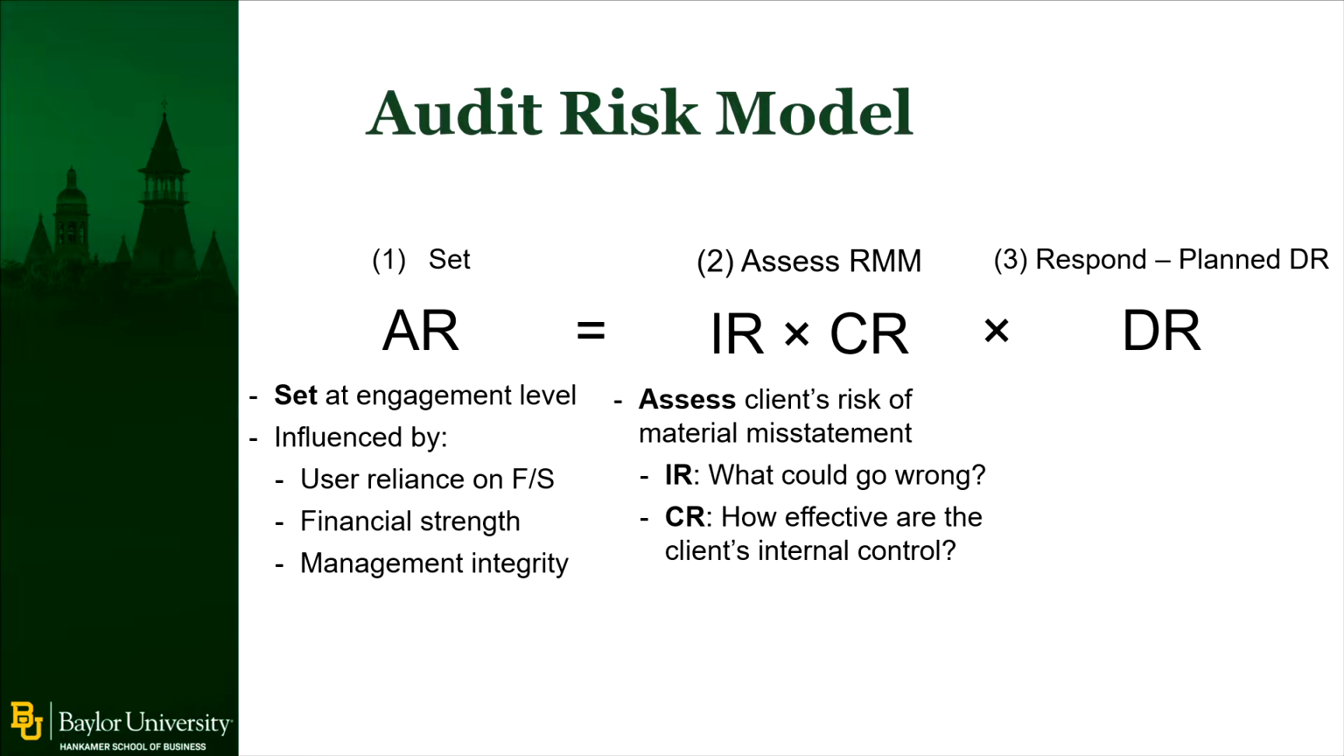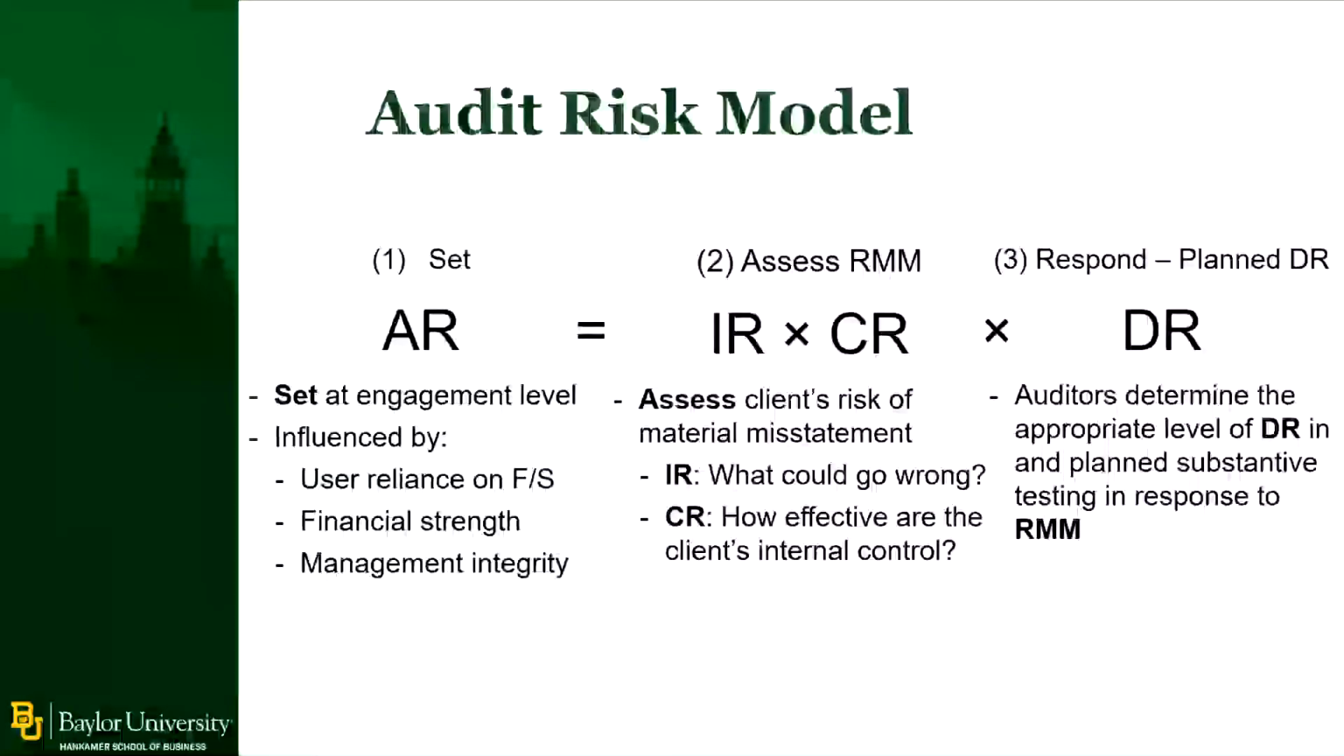Okay, so just things that could happen, and then how effective is the client's response through their controls and other risk evaluations. And then finally, we determine our response, that's our detection risk, and we plan appropriate procedures that are going to provide us with sufficient and appropriate evidence that provide us with the ability to provide reasonable assurance. Okay, and so that's our response to the risk of material misstatement.